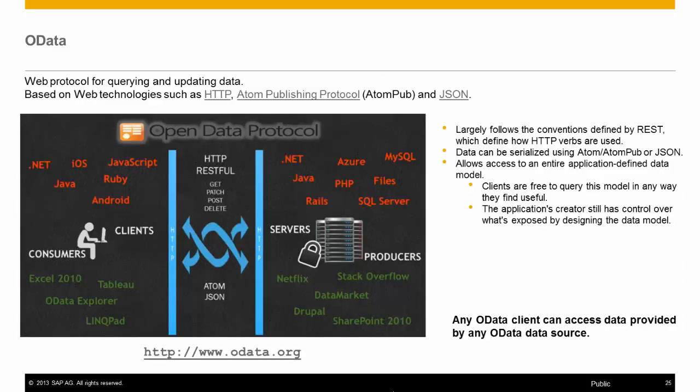This slide shows an overview of OData and the various languages and databases that can use OData, HTTP, and JSON. For more information on OData, you can visit odata.org. This also illustrates the open integration available with SAP Business One for SAP HANA and other business systems using the service layer.